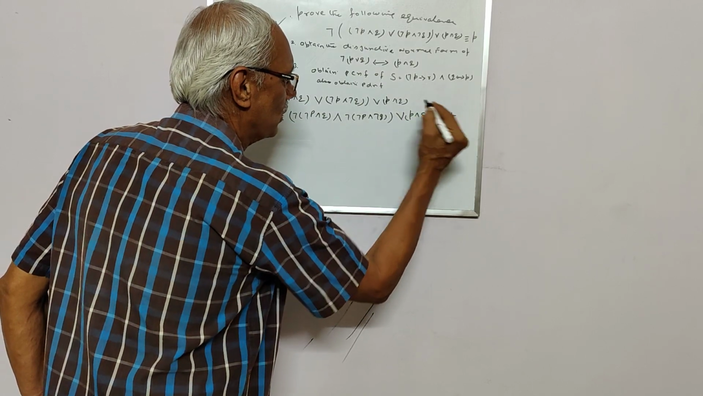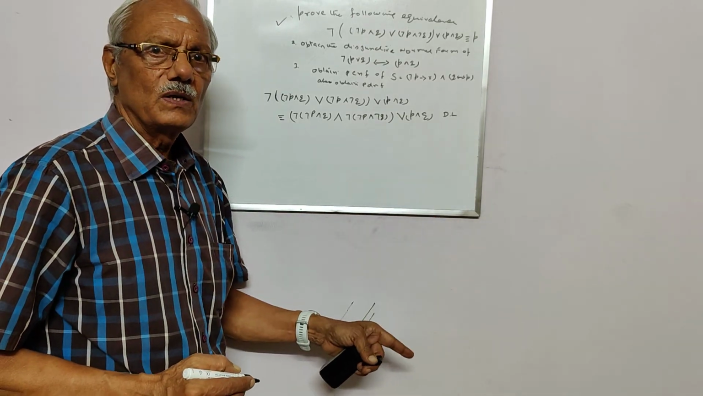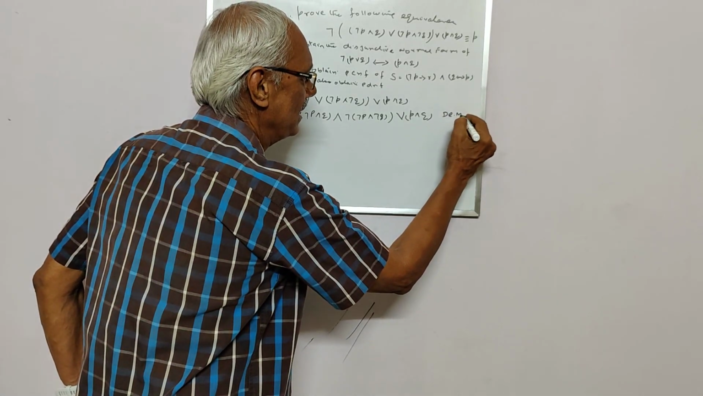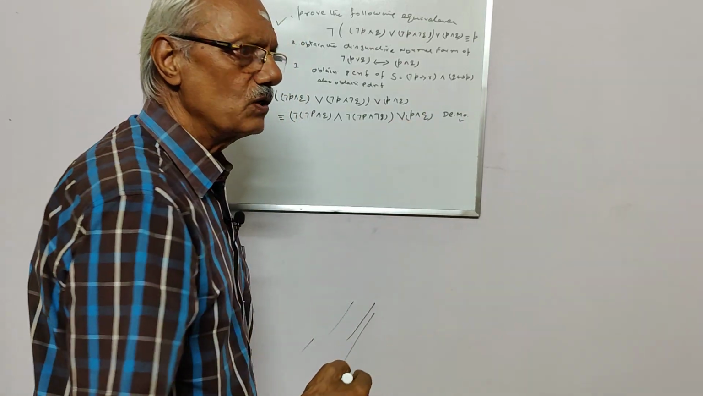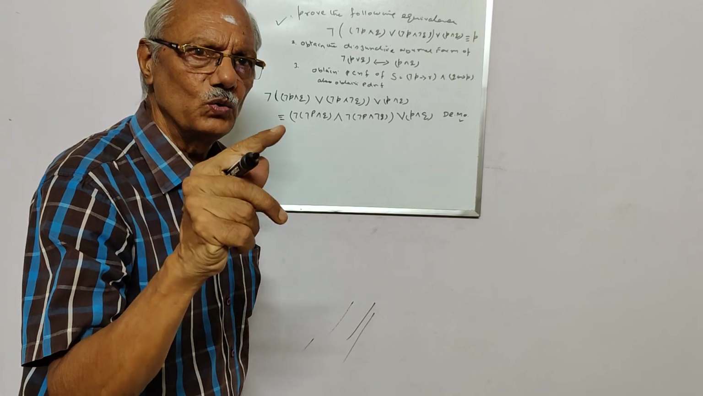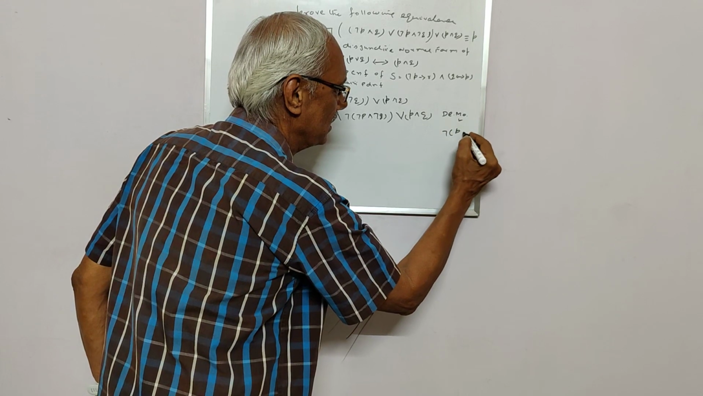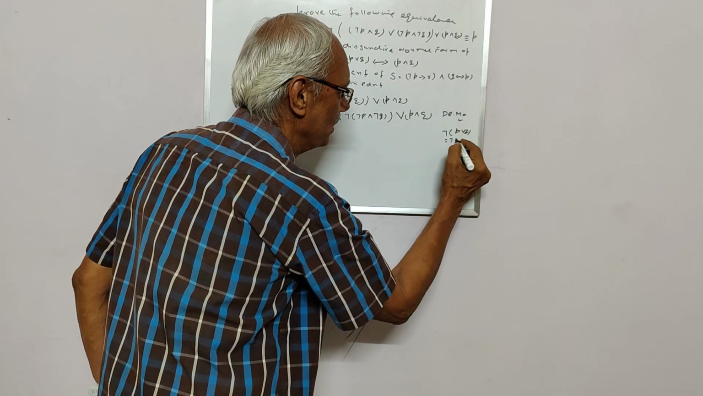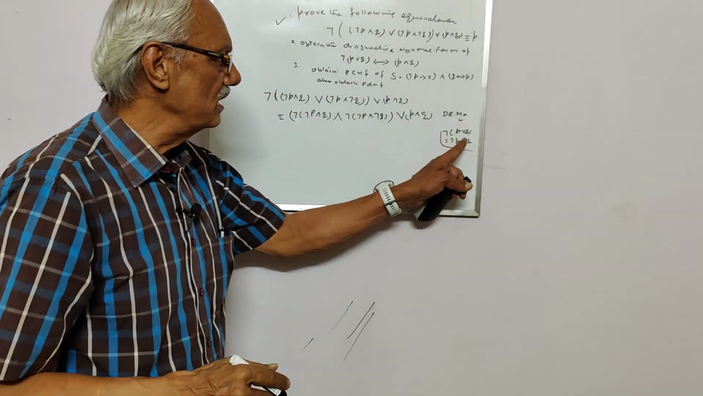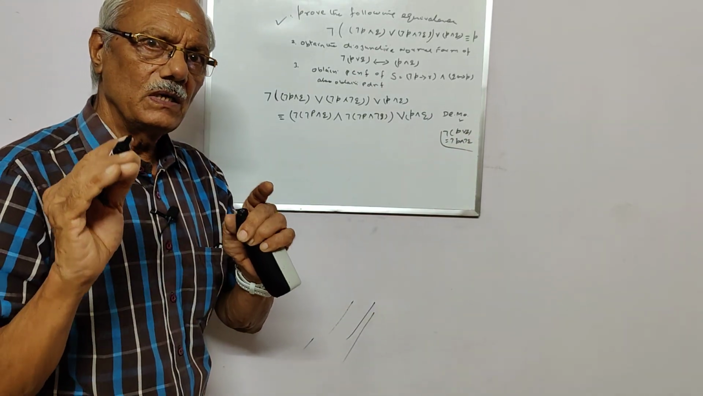I use De Morgan's law here. What is De Morgan's law? Negation of P disjunction Q is equal to negation of P conjunction negation of Q, and if it is conjunction, it will be disjunction here. So this is your De Morgan's law.